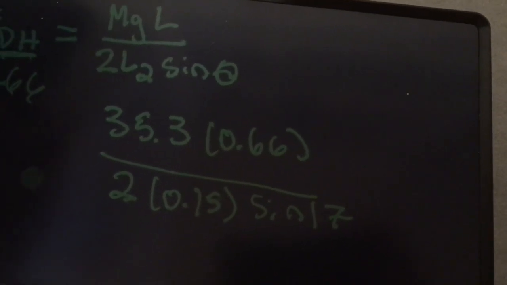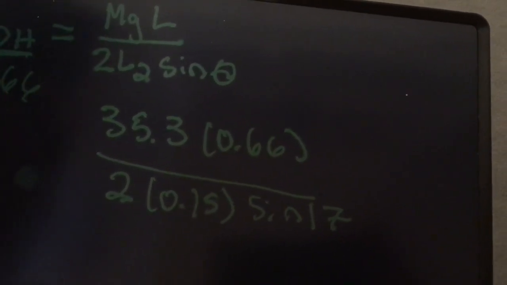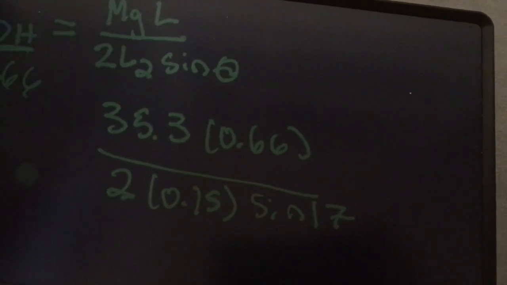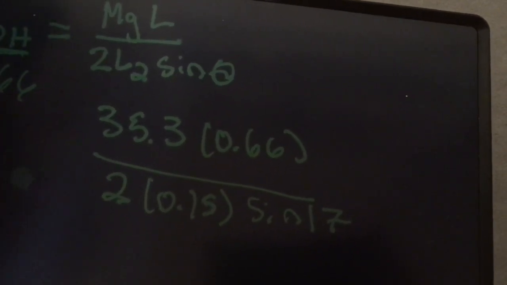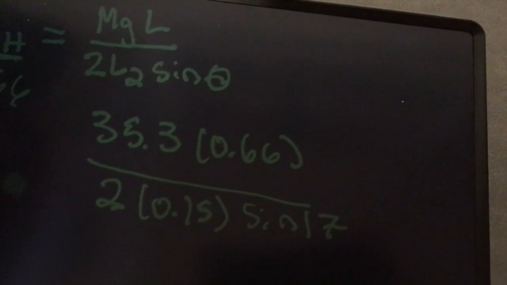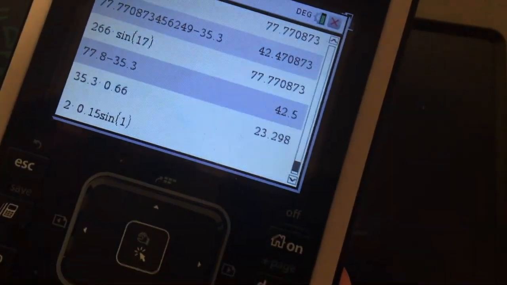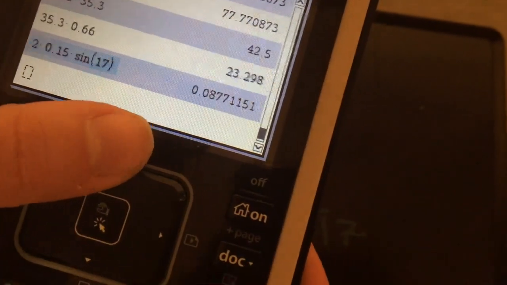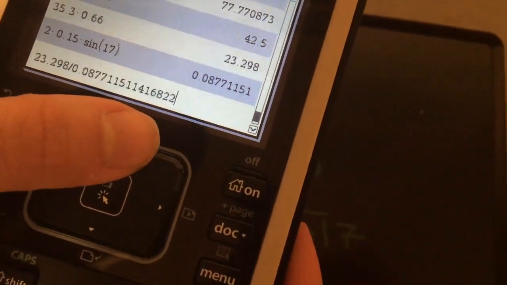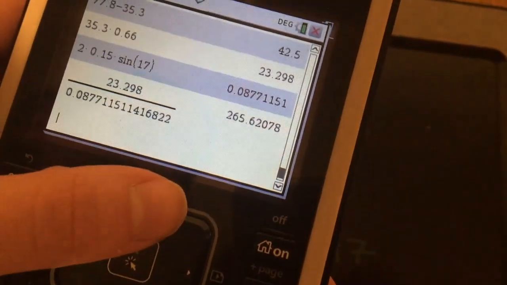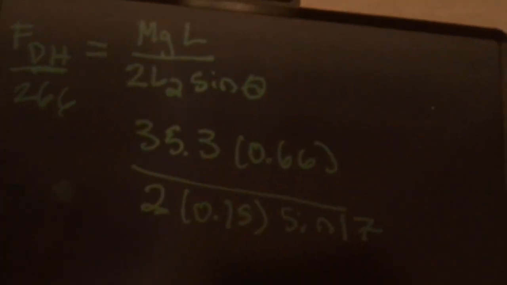So 35.3 times 0.66. Okay. 2 times 0.15 sine of 17. I'll show you guys what I'm doing. So now we're going to divide these two by each other. You guys ready? Ho ho! 266! So we know that this is right. Yay! Now, let's do the y direction of the force of the scapula on the humerus.